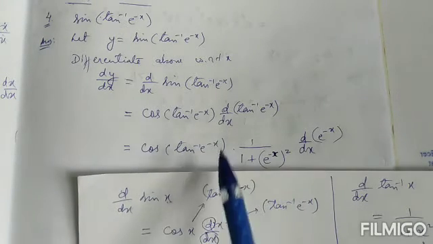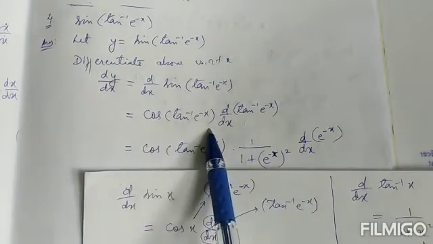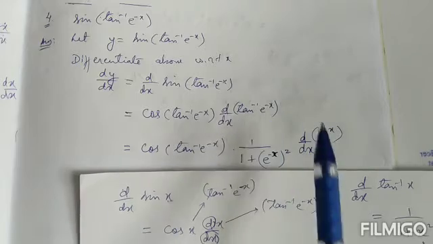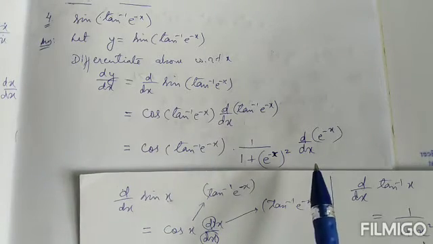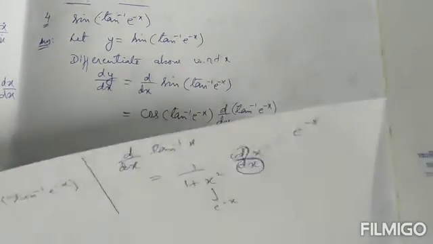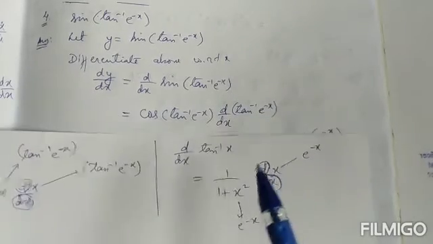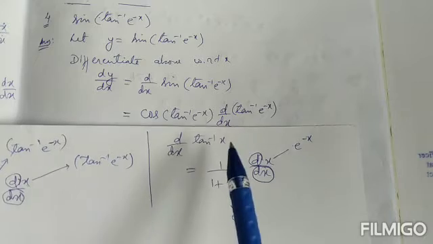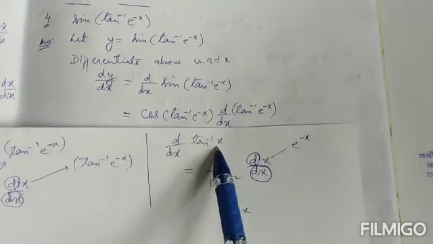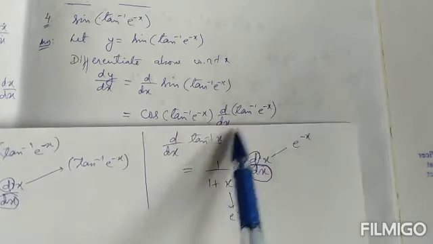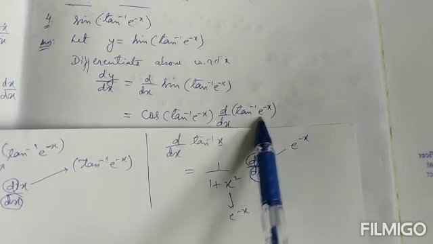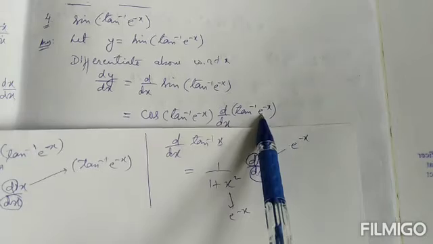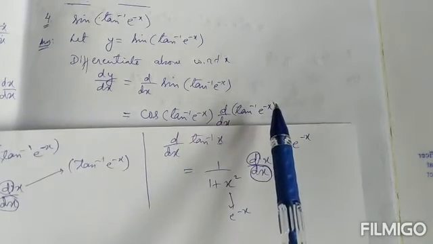Okay. In the next line, this term remains the same. I have to differentiate only tan inverse e power minus x. I have to use the formula now, d by dx of tan inverse of x. But what is our x in this case? In this case, our x is e power minus x. That means wherever x is present, I have to replace it by e power minus x.